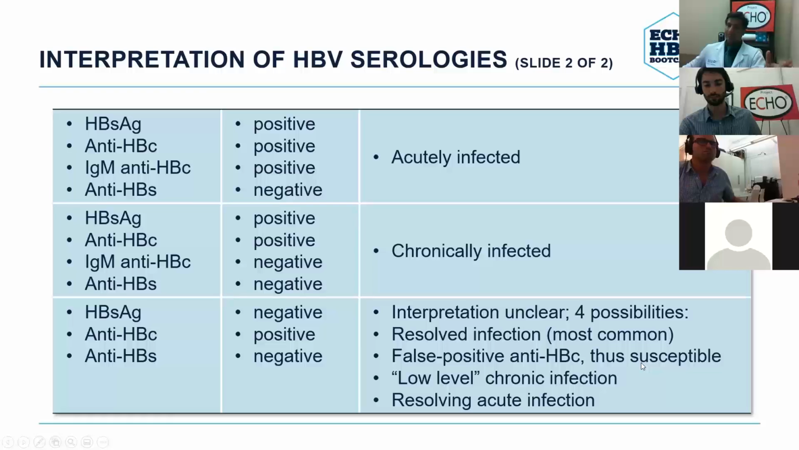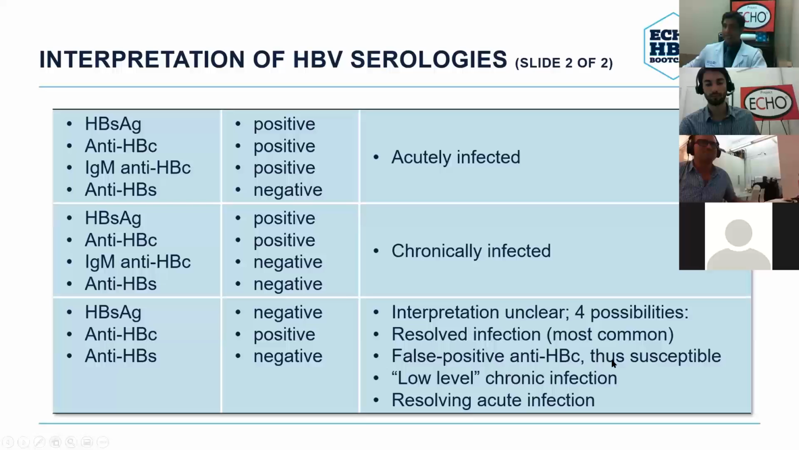In about 10% or so of cases, this could mean that the patient has a false positive core antibody. This typically can happen in patients who have autoimmune disorders, or if the patient recently got a vaccination or had a viral illness. You can see a transient development of hepatitis B core antibody as a result of their immune status. So how do you know if this is a false positive or not?